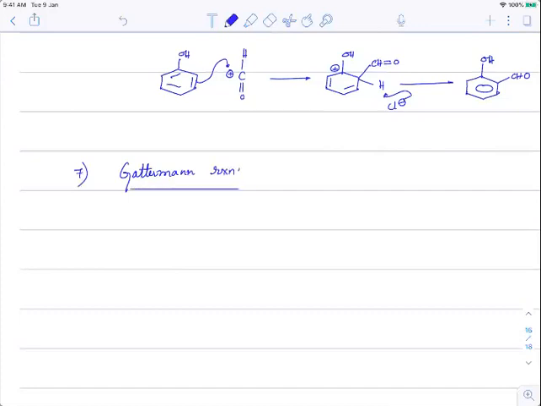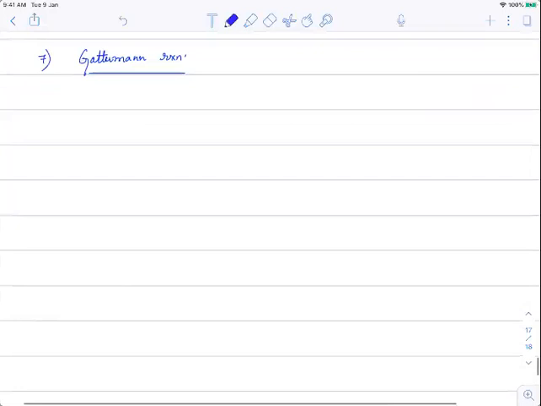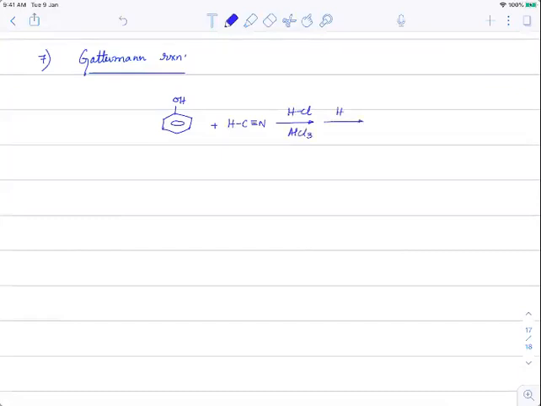Because this is something which we have not done with benzene. This is done only with phenols. So if we take phenol and react that with HCN, right, cyanic acid, in the presence of HCl and AlCl3, giving H2O and H plus, again you will get this as aldehyde. Okay.